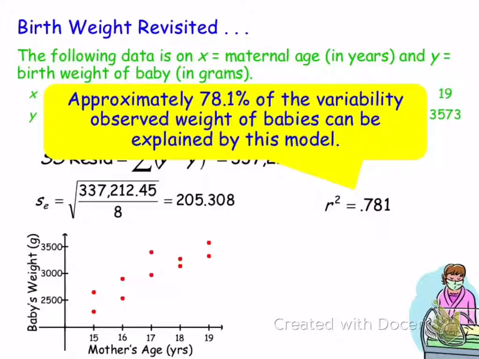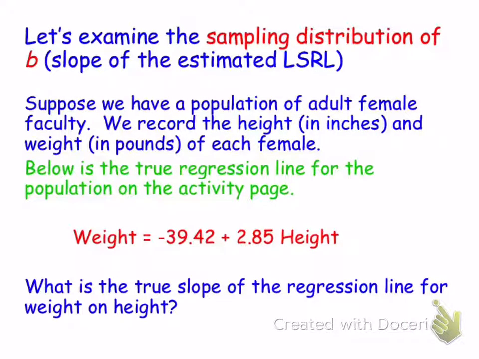Observed weight of babies can be explained by the LSRL between x and y. That's another script that we have memorized, right? Then we're going to talk about the sampling distribution of the slope. That's what our inference testing will be. We're testing the slope, and whenever we're testing the slope, we want to see if there's a relationship or not.